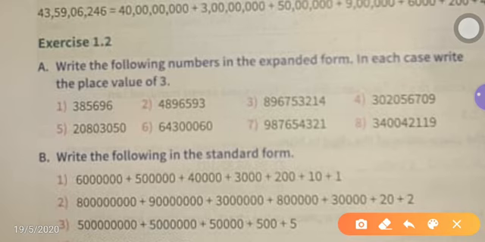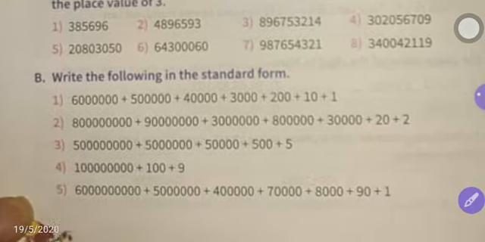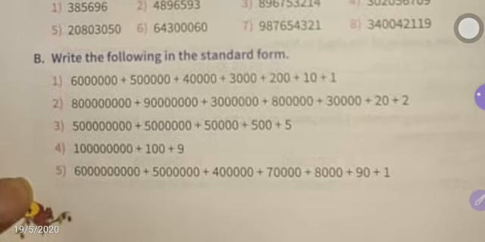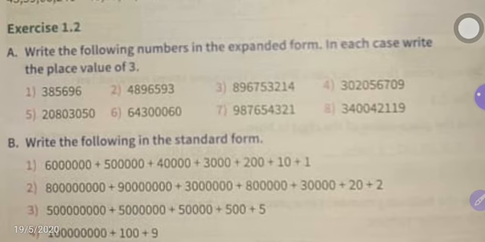So next, you see here B number, what is given? Write the following in the standard form. Here you see, again one example I am showing you. Suppose the 8th number I am showing. So how to write the 8th number?